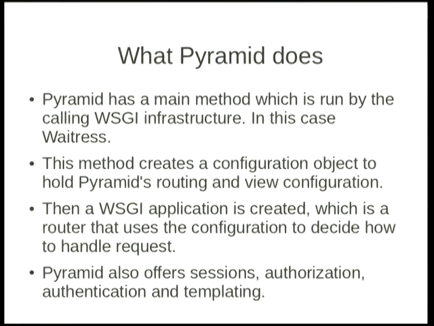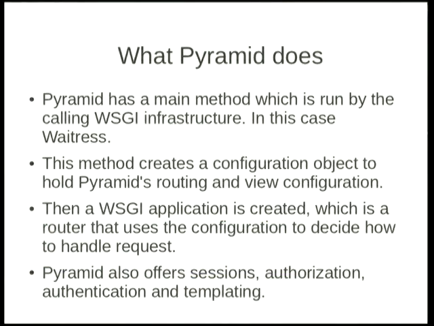So Pyramid, you have seen that Pyramid usually, when it's run, it calls a WSGI application. We already saw how you respond with an application when you create the configuration. And this configuration object holds all the routing and view configuration. When we create a WSGI application, it has a router. Pyramid has a router, and the router is the one that defines if the route matches or not and chooses the view that we are going to use.